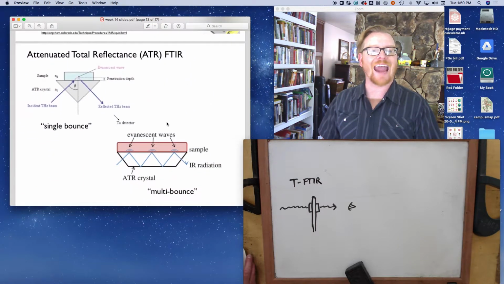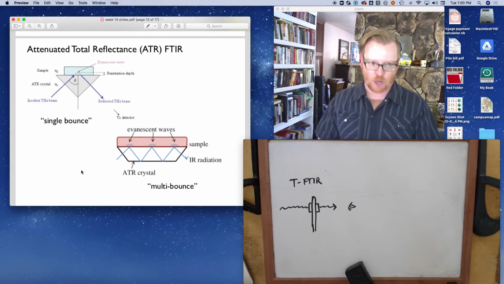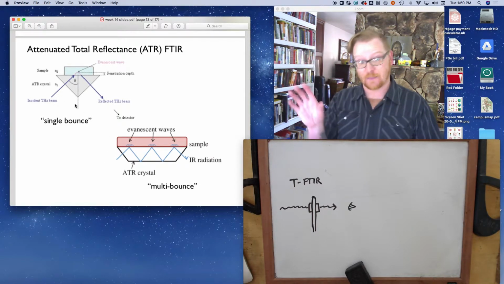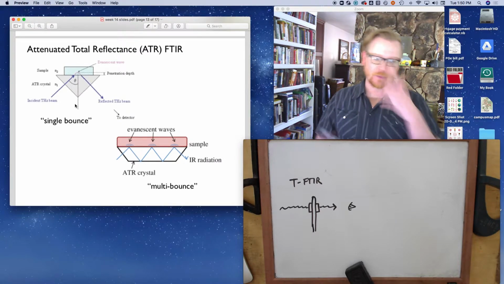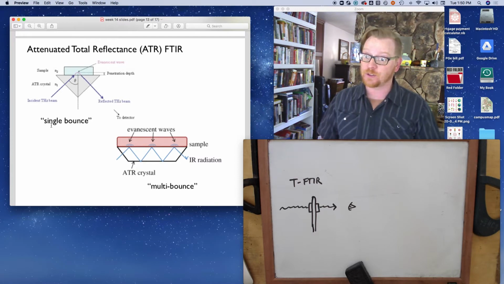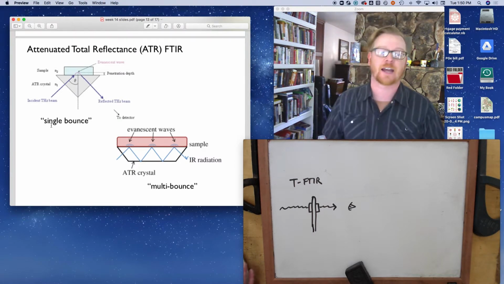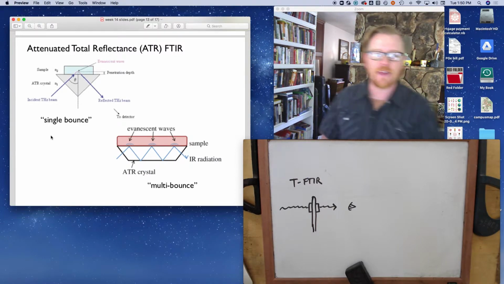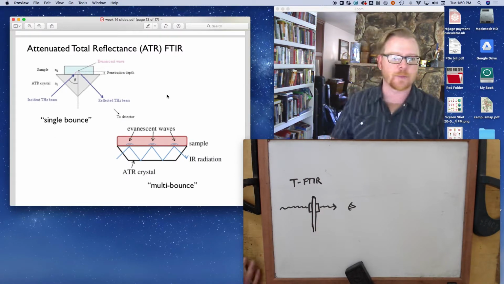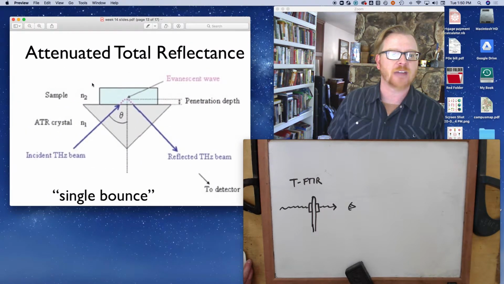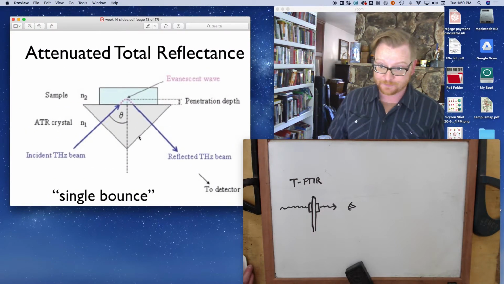So now ATR FTIR, you put one of these little accessories in the path of the beam. And there are some complicated optics in these things. So what you all used, what we have on the 5th floor of Science A, is a single bounce ATR. And the way that single bounce works, as you can see from the picture, let's zoom in on that. So you have some type of crystal.